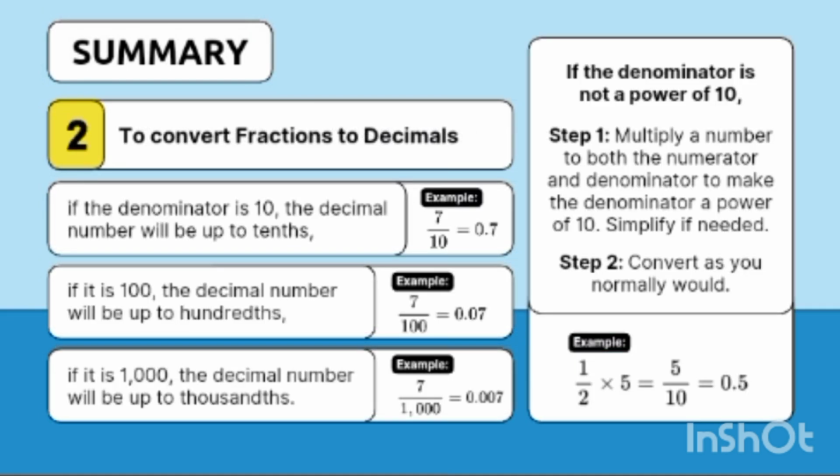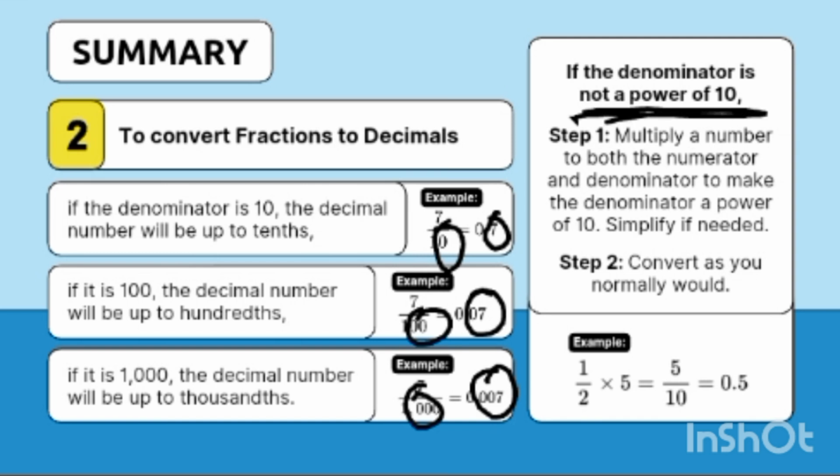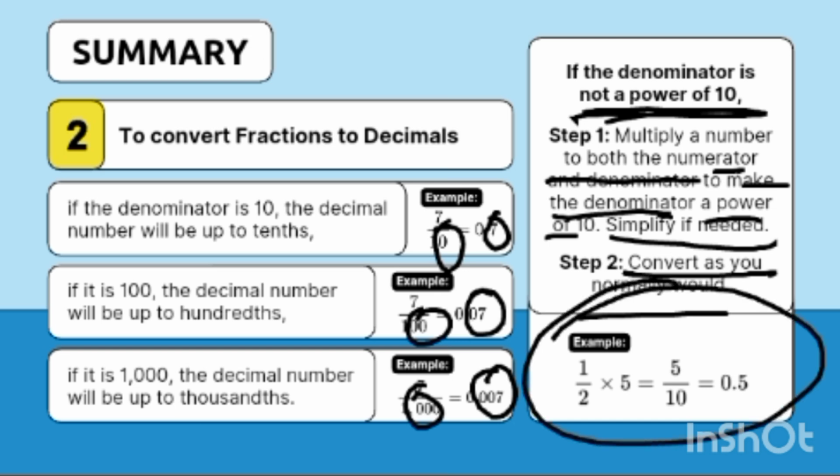Then we have the summary to convert fractions to decimals. If the denominator is 10, the decimal number will be up to the tenth. If the denominator is 100, the decimal number will be up to the hundredth. If there are two zeros, after the point there will be two zeros. If there are three zeros, after the point there will be three zeros. If the denominator is not a power of 10, step 1, multiply a number to both the numerator and denominator to make the denominator a power of 10. Simplify if needed. Convert as you normally would. So this is how you can convert that.